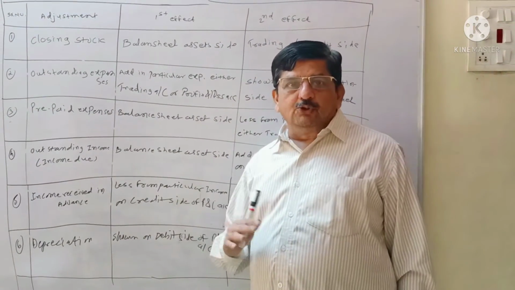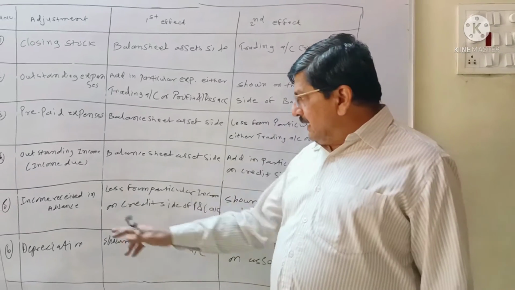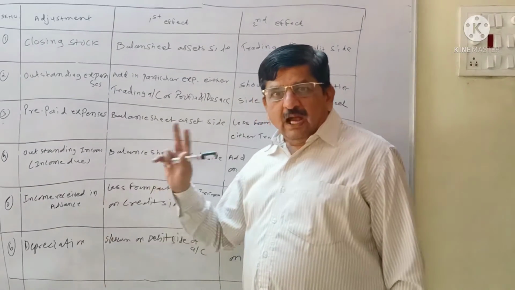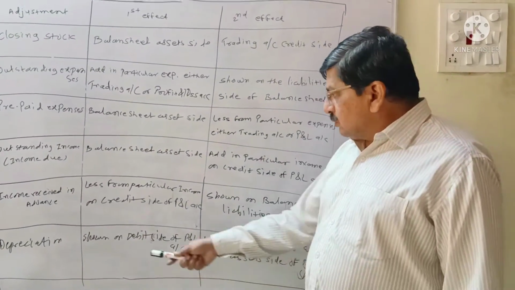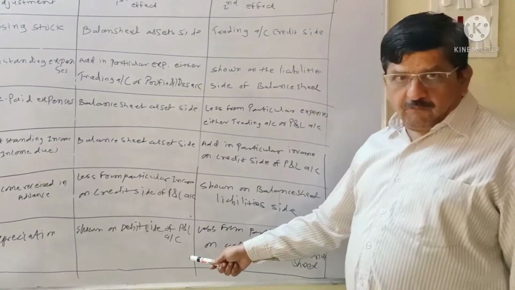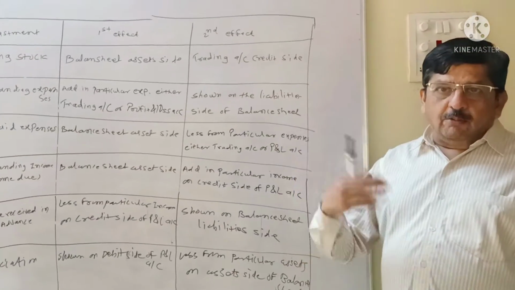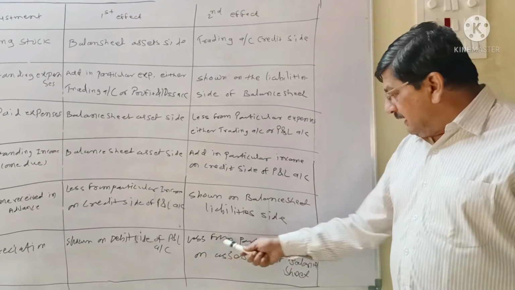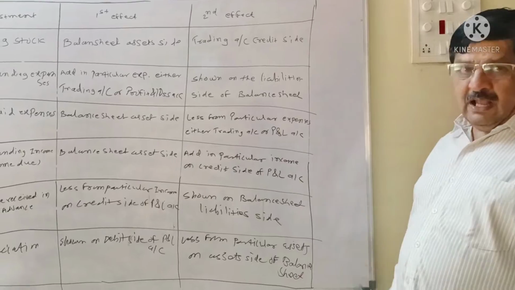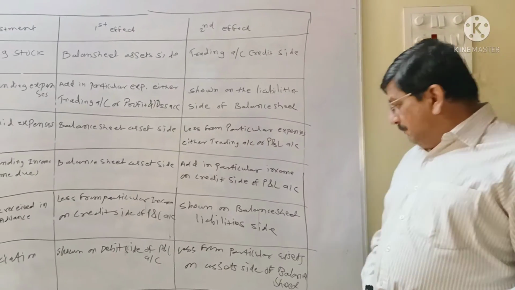The value of an asset that decreases due to wear and tear, what do we call it? Depreciation. And depreciation is our loss, so it is shown on the debit side of the profit and loss account. And due to this depreciation, the value of assets must be reduced, so it is deducted from the particular asset on the asset side of the balance sheet.